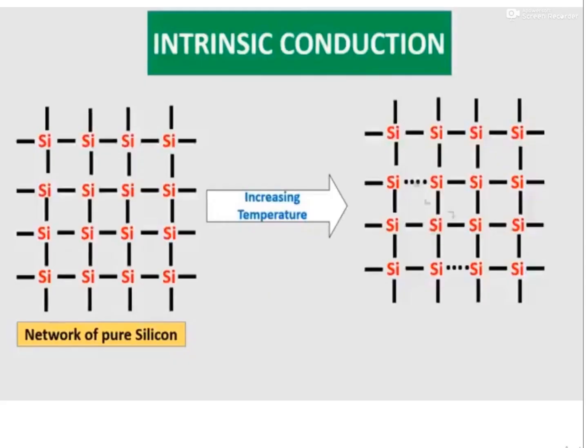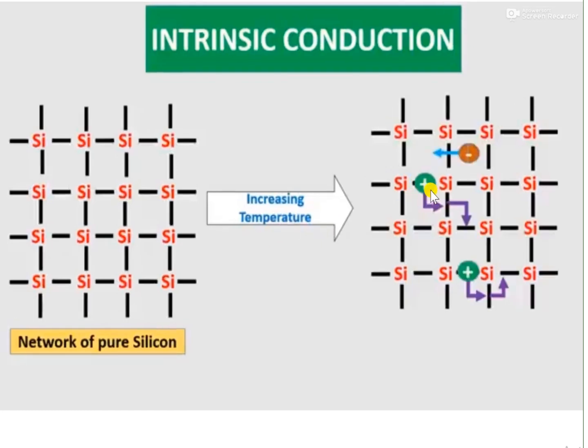As we discussed, intrinsic conduction is due to increase in temperature. Here we can see that this is a network of pure silicon, and if we want to increase its conductivity, we want to make it a good conductor, then we will increase its temperature. And by increasing temperature, bonds will become unstable, and here a bond will break.